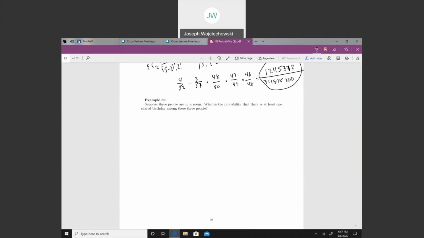Okay. Suppose 3 people are in a room. What is the probability that there is at least one shared birthday among these 3 people? So we have 3 people. What's the probability that the first person has the same birthday as the first person? Well, 1. We're certain of that. What's the probability that the second person has the same birthday as the first person? Well, that's 1 day, and I guess we're doing leap year since it's 2020. That's 1 over 366.